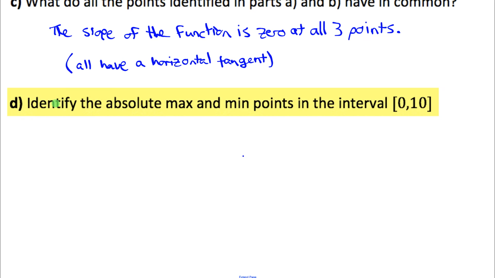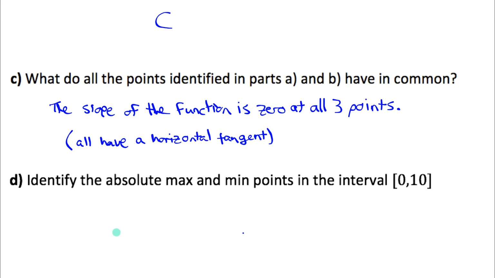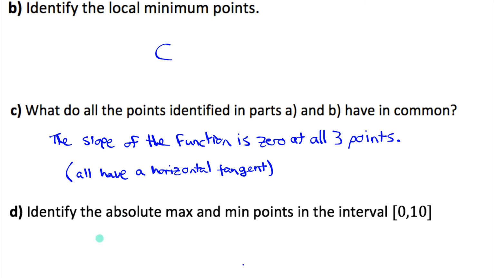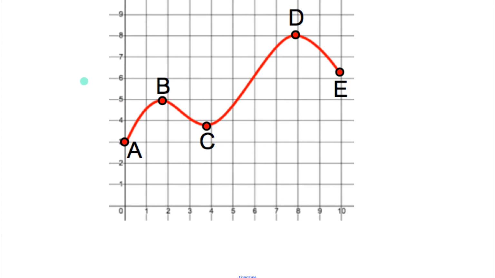Part D says identify the absolute max and min points on the interval. Local min and max points could be absolute max and min points if not only are they the smallest or highest the function goes on an interval, but it's also the highest or lowest the function goes over its entire domain. Well, let's look back. What's the highest the function goes over its entire domain between 0 and 10? It looks like point D is the highest the function ever goes. But what's the lowest the function ever goes? Point A seems to be the lowest the function ever goes. So the absolute max would be point D, and the absolute min would be point A.